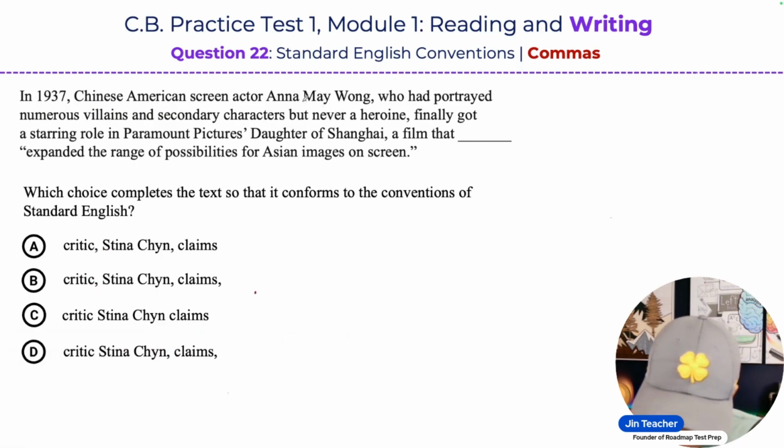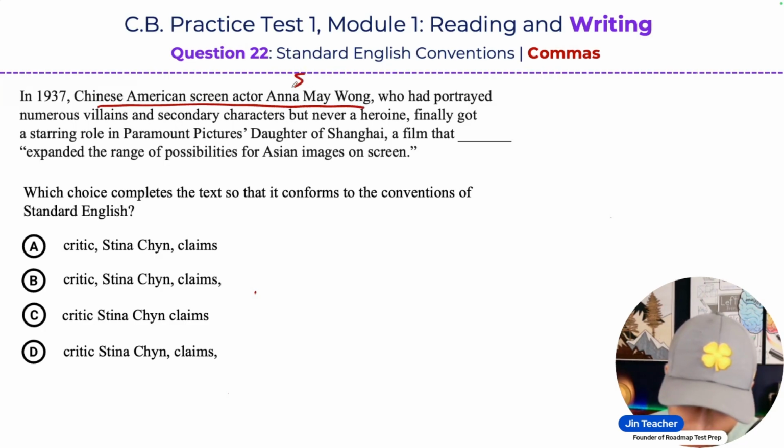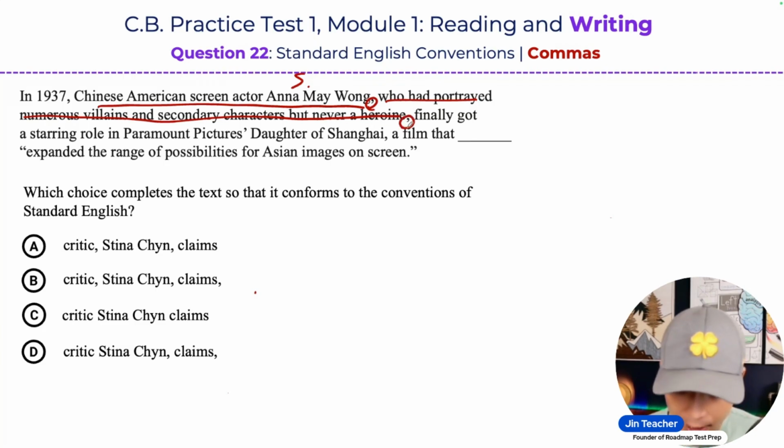So notice how we have Chinese American screen actor Anna May Wong. That's my subject. And now notice how we have a comma here. Then we have non-essential information, who had portrayed numerous villains and secondary characters, but never a heroine. And then we have another comma here. So notice how we have two commas that come between the subject and the verb, right?